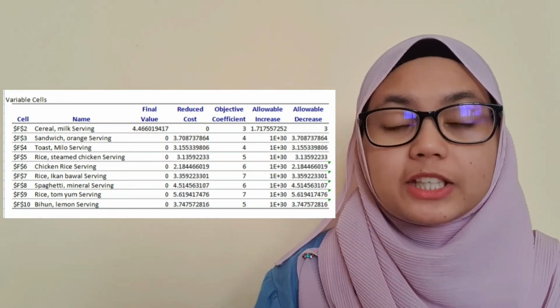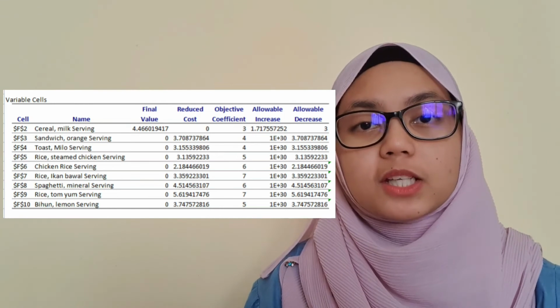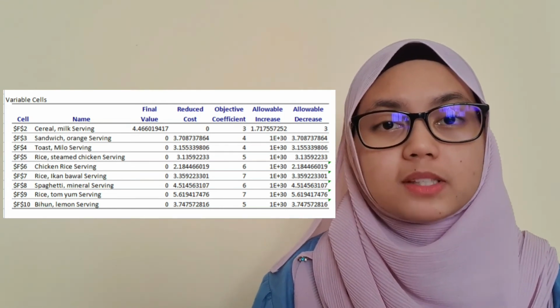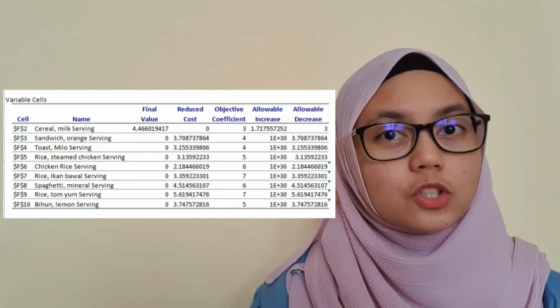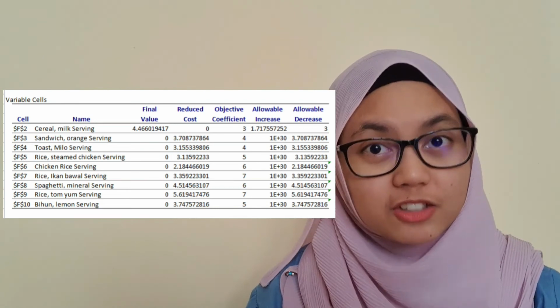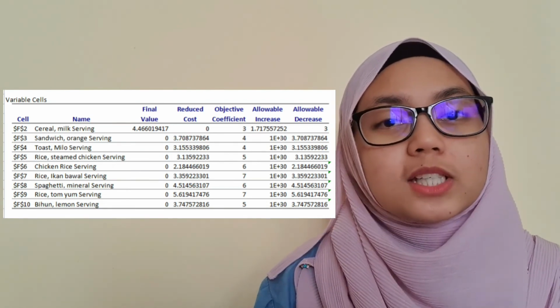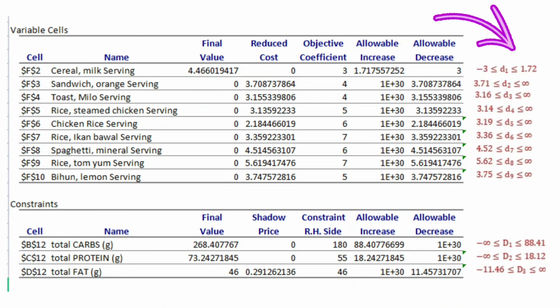Next, the allowable increase and decrease columns are for each of the coefficients in the objective function, which allow us to guarantee that the current optimization is maintained. For this case, if the cost of set A breakfast, which is cereal and fresh milk, increases by more than RM1.72, the current solution is no longer optimal because it lies outside the optimality range. These are the ranges for the variables and the constraints.